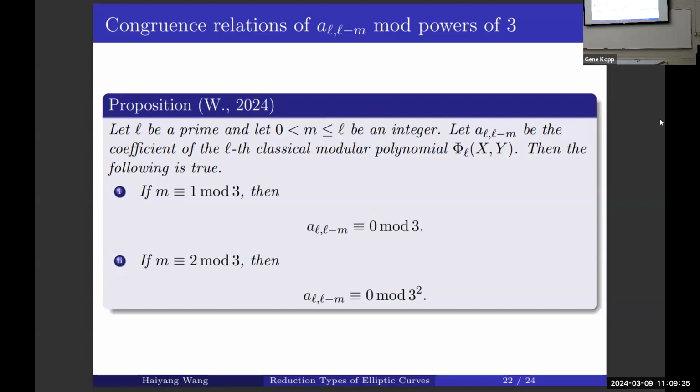Using the formula, we are also able to derive the following 3 divisibility. If m is congruent to 1 modulo 3, then a_{L,L-m} is congruent to 0 modulo 3. And if m is congruent to 2 modulo 3, then the congruence holds modulo 3 squared. In particular, a_{L,0} is divisible by 3.